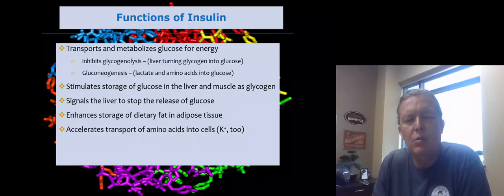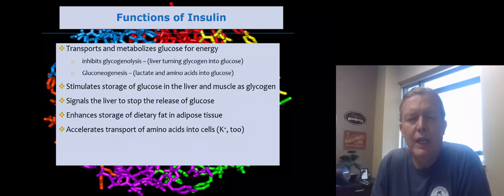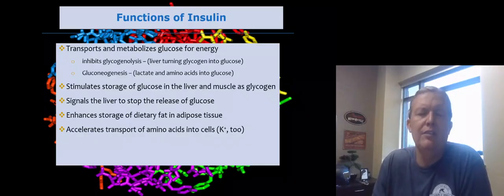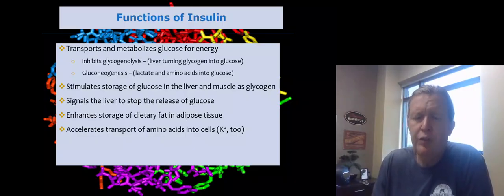It also signals the liver to stop the release of glucose, so this is related to gluconeogenesis. It enhances the storage of dietary fats into adipose tissue, and then also accelerates amino acid transport into the cell for DNA replication and cell production, cell replication, and that sort of thing. It also facilitates the movement of potassium into the cell.